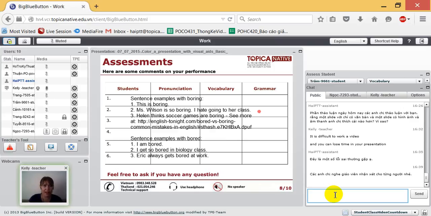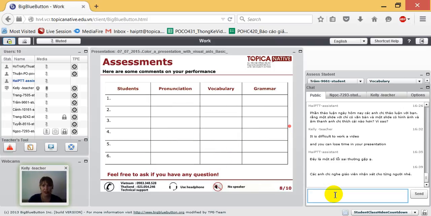So, for example, if we wanted to use boring, this is boring. Mrs. Wilson is so boring. I hate going to her class. Helen thinks soccer games are boring. Now, if we wanted to look at examples with bored, we would say, I am bored. I get so bored in biology class. Eric always gets bored at work.